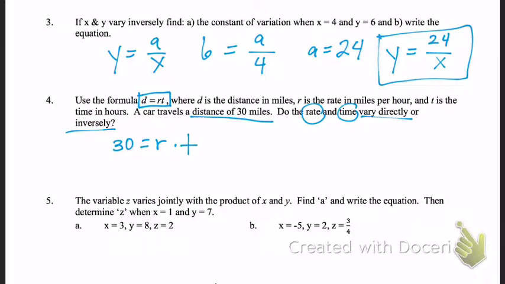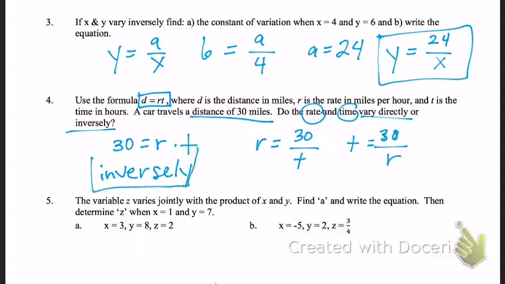Inverse, because if I were solving for rate, then it would be 30 over time. Or if I were solving for time, it would be 30 over my rate. So they would be an inverse relationship, or they would vary inversely, because as one goes up, the faster I go, the less time it takes me to get somewhere. Or the slower I go, the more time it takes me to get somewhere.